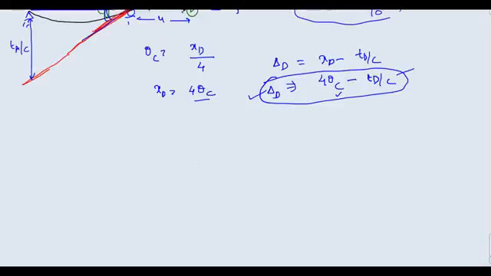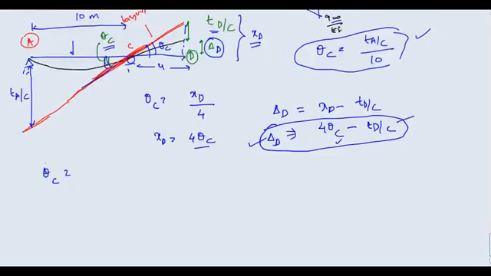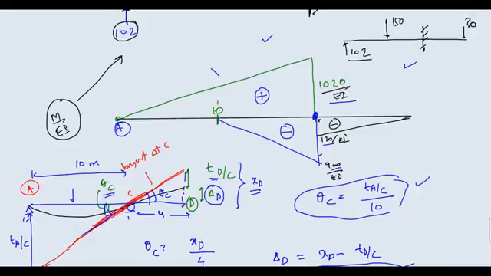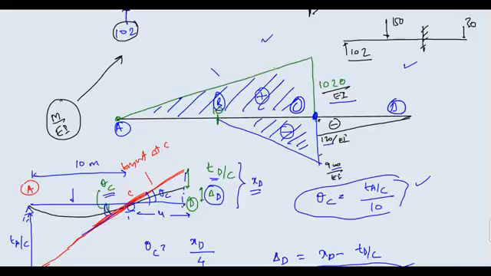Now, before that, I need theta C, right? Theta C is equal to how much? It is T A by C divided by 10. For this I need T A upon C. Look at your bending moment diagram. This is your point A, this is point B, point C and point D. T A upon C is nothing but this total area multiplied with the CG distance from point A. I think you will be able to solve this.